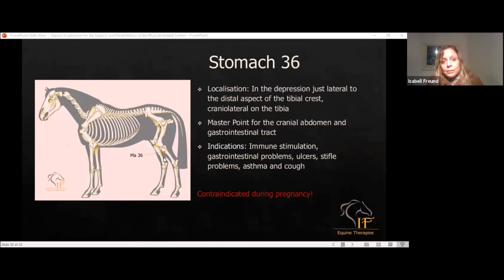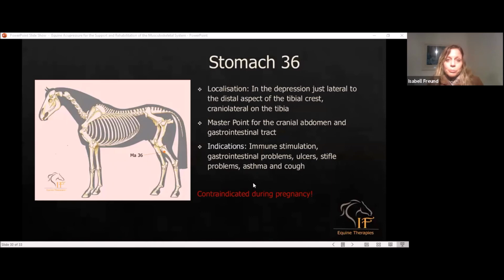To locate it, it's easy to find the patella, and from the patella you palpate your way to the tibia and the tibial crest. And that's actually one of the points that is very much contraindicated during pregnancy. So this is really a point to avoid if you are dealing with in-foal mares.